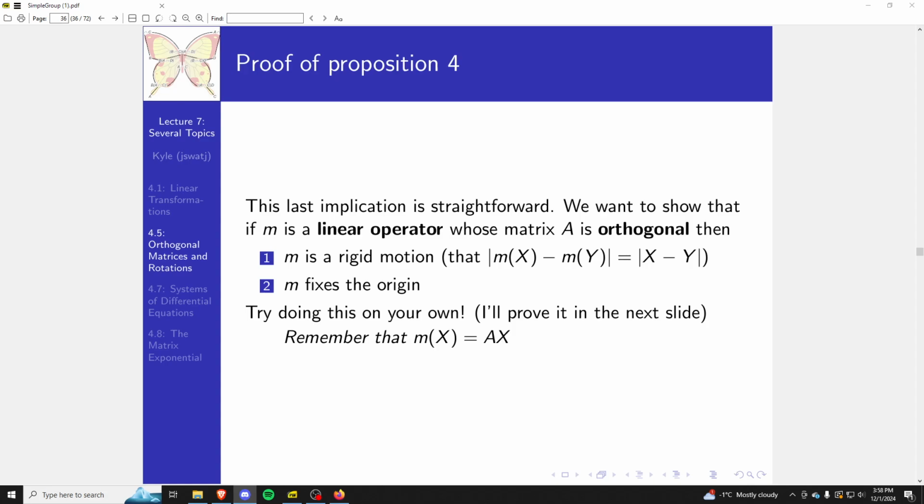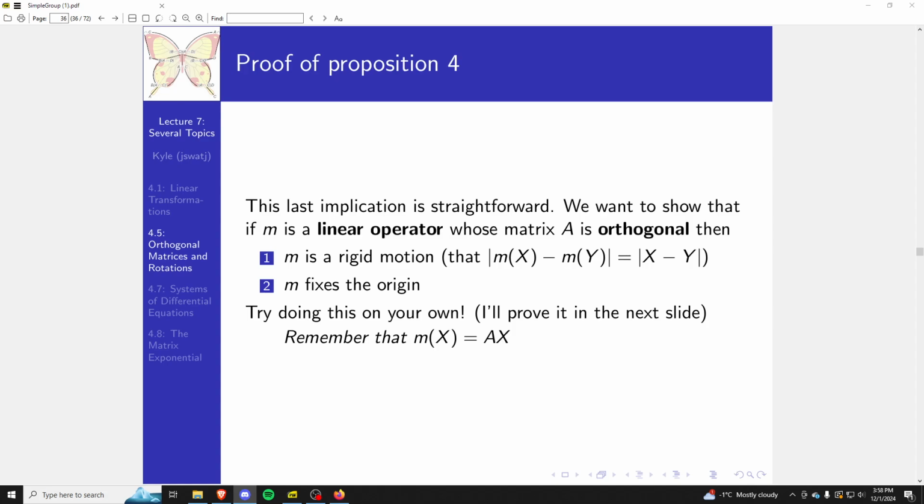Yeah, literally. It's literally just that. The second one is like a one-liner. It's just M of 0, A times 0 equals 0. So it fixes the origin. The first part is a little bit harder though.